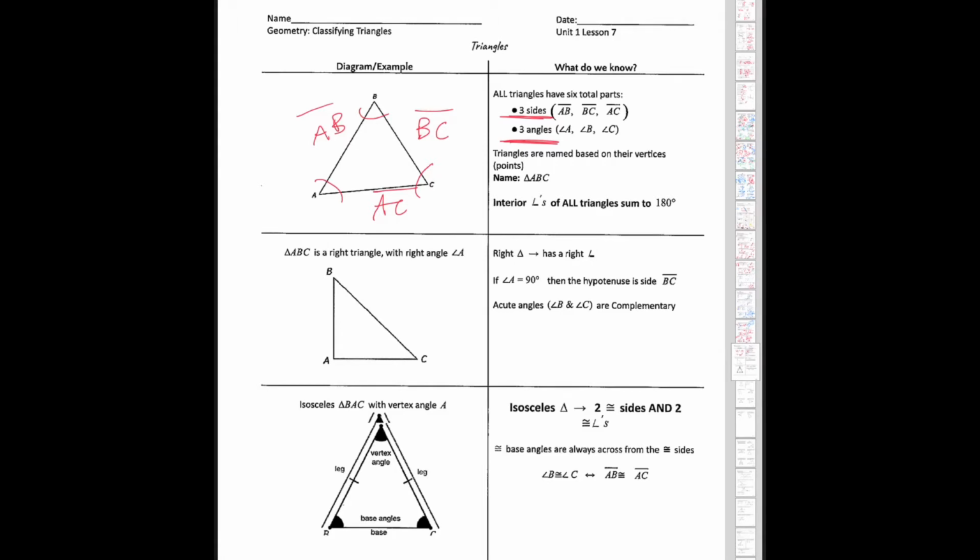Triangles are named based on their vertices or their points. So vertex 1, 2, and 3, which are labeled with A, B, and C. So this would be triangle ABC. Now, another fact about all triangles is that interior angles all add up to 180. So yes, these might not all 3 be congruent angles or angles of the same measurement, but at the end of the day, no matter what they are, they all have to be 180 degrees.